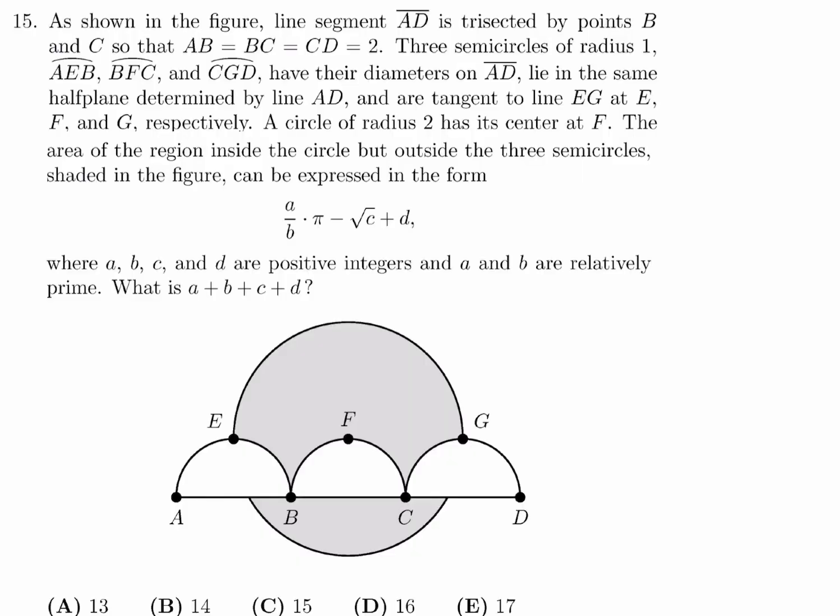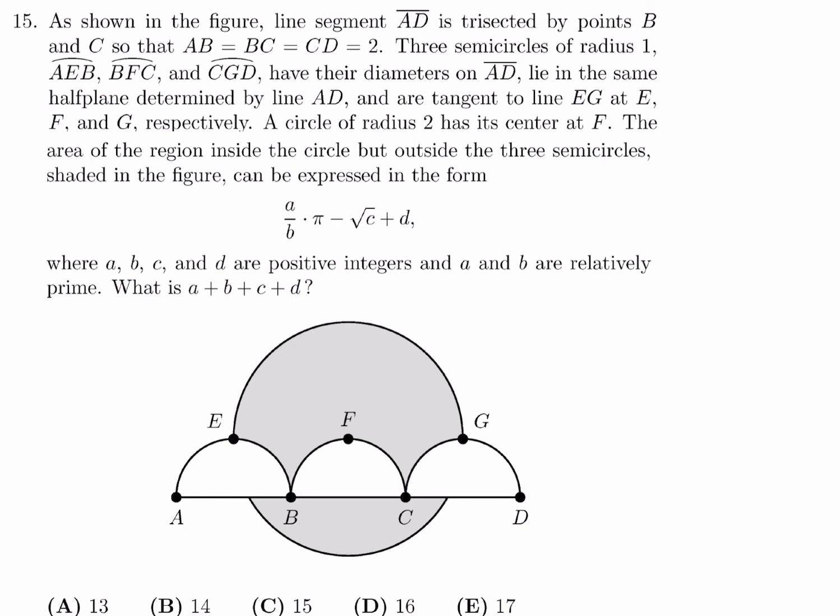As shown in the figure, line segment AD is trisected by points B and C so that AB equals BC equals CD equals 2. Three semicircles of radius 1, AEB, BFC, and CGD, have their diameters on AD, lie in the same half plane determined by line AD, and are tangent to line EG at E, F, and G respectively.